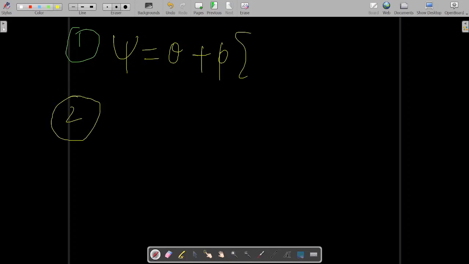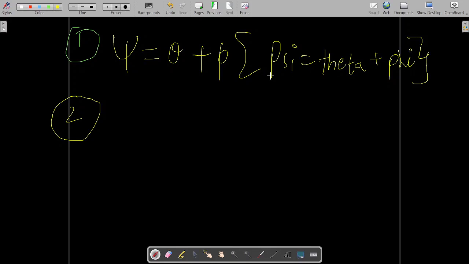Point number 1 which you should note from here is that psi is equal to theta plus phi. Point number 2 is that tan phi is equal to r d theta by dr.